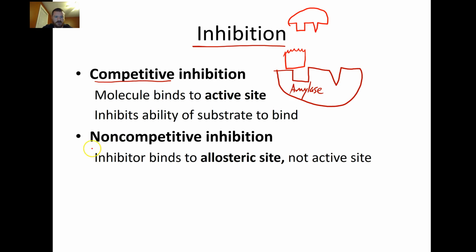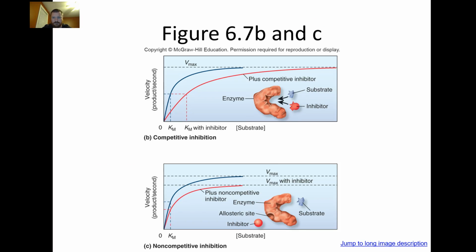You can also have non-competitive inhibition, sometimes called allosteric inhibition. And so that's where you have some inhibitor that binds to something that's not the active site. And I can show you here. So this up here is competitive inhibition. So instead of the substrate binding, you have some inhibitor binding in the active site, and essentially shutting that active site down to the substrate.